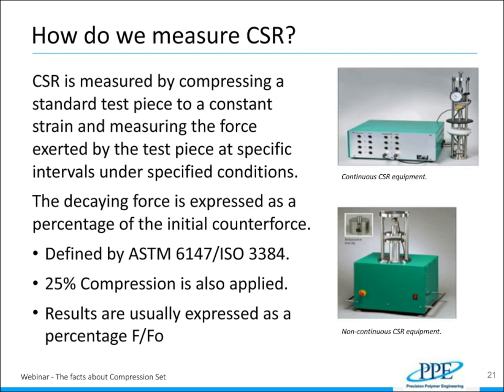The other option would be non-continuous CSR. You have small CSR jigs, which are placed much like compression set jigs into ovens or into test fluids or whatever that may be. Then periodically that jig is removed and placed in between a machine which is able to tell you the current force being returned by the sample. You're then able to plot that against time. The results are often expressed as a percentage: the current force being returned divided by the original force, expressed as a percentage. These CSR tests again have standards that govern how you should carry them out, and they are ASTM 6147 and ISO 3384.